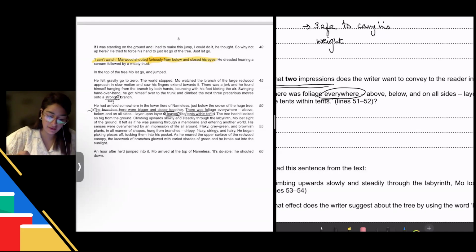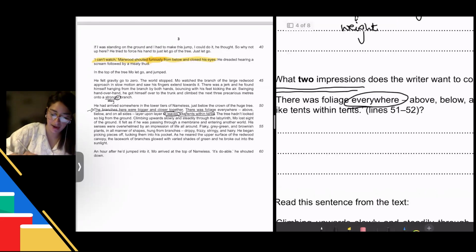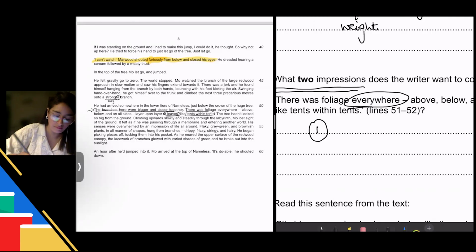The second impression that this statement could give us is the fact that there was no space for him within this, you could say, thickness of leaves. So it's not just the fact that there are leaves everywhere, but there are quite a lot of leaves everywhere. It's not just a layer of leaves that covers him, surrounds him, but a quite thick layer of leaves. So number one, he's completely surrounded by leaves, that would be my first impression. So he's completely surrounded.